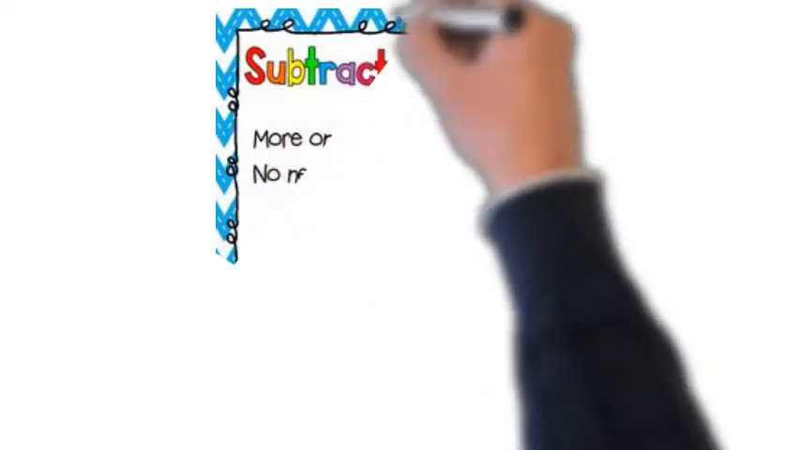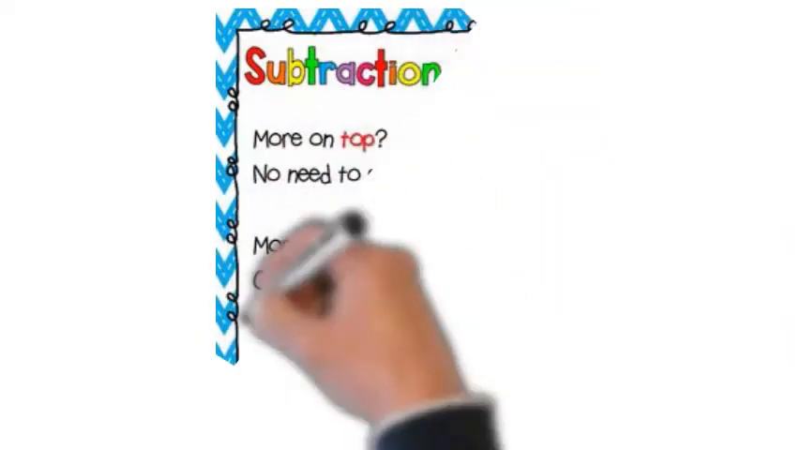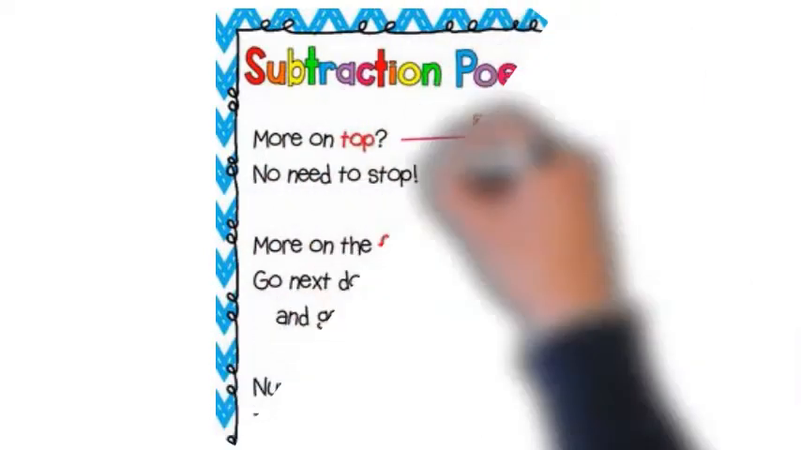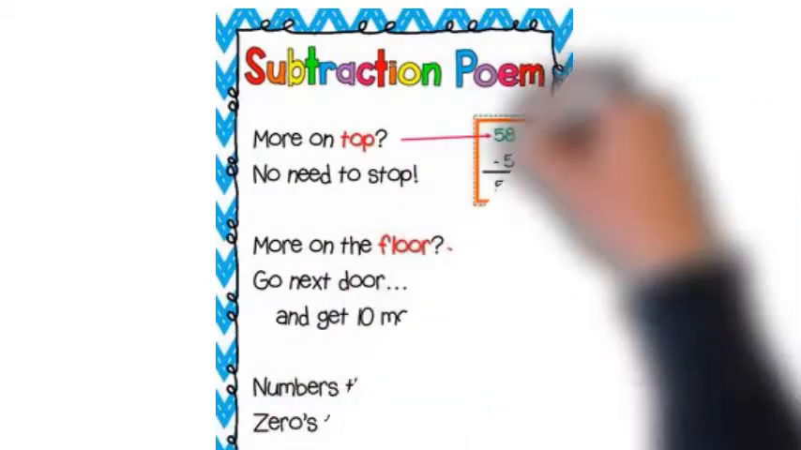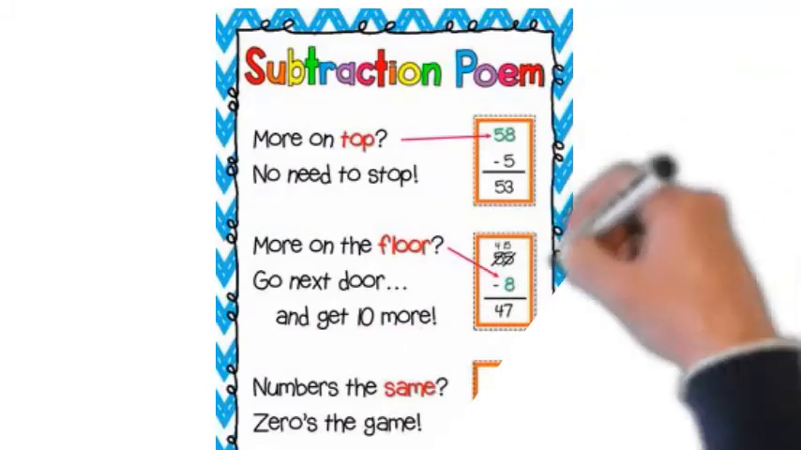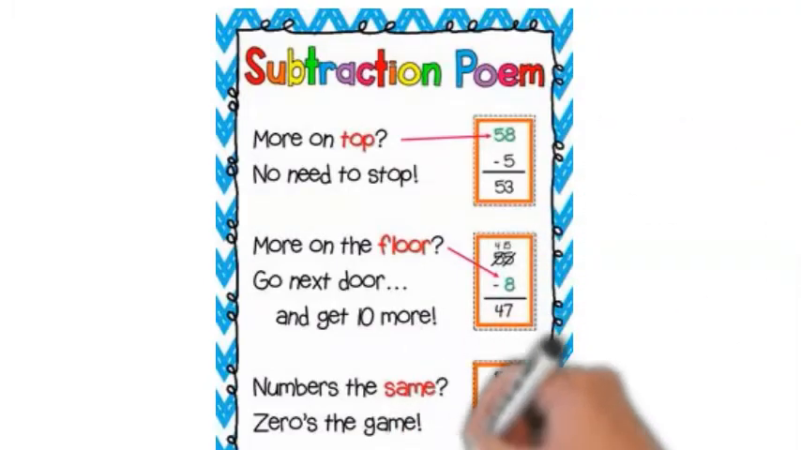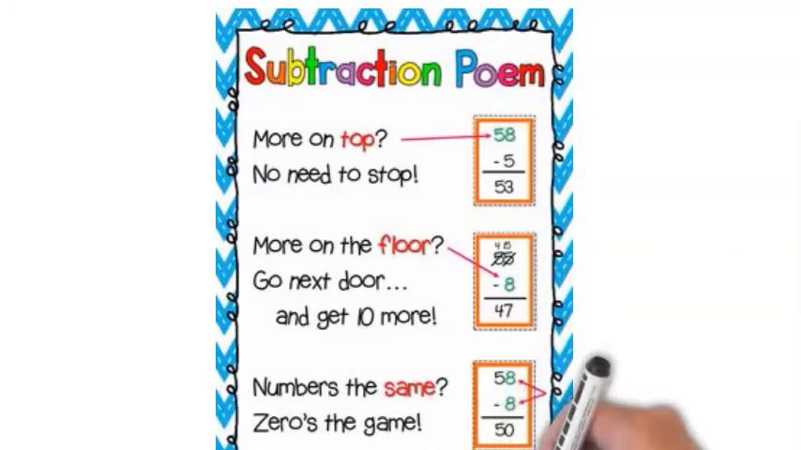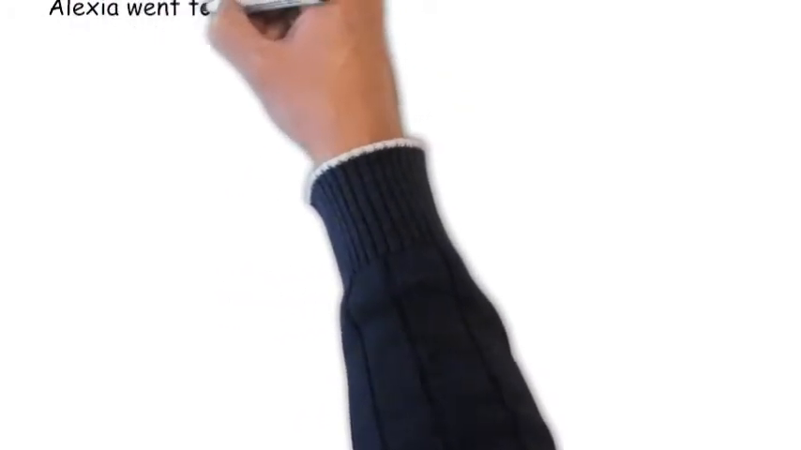So let's learn our poem before today's work. Are we ready? Subtraction poem. More at the top, no need to stop. More at the floor, go next door and get 10 more. Numbers the same, zero is the game. Numbers the same, zero is the game. So let's get our example.